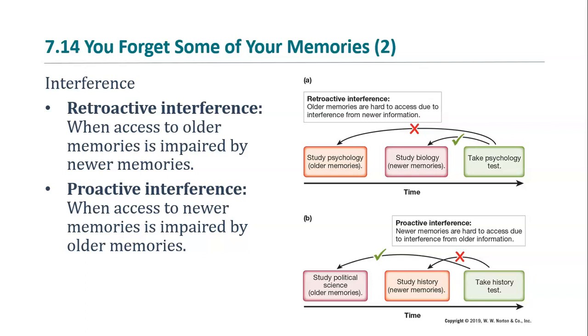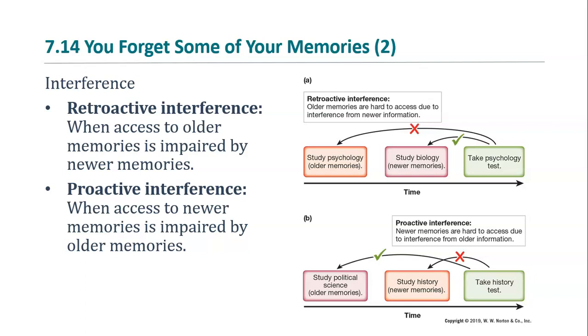So, for example, you have a phone number, you get a new phone number. Now, later on, you're trying to remember the first phone number for some form that you're filling out, and you have a hard time because the new phone number is interfering with your ability to remember the old one.